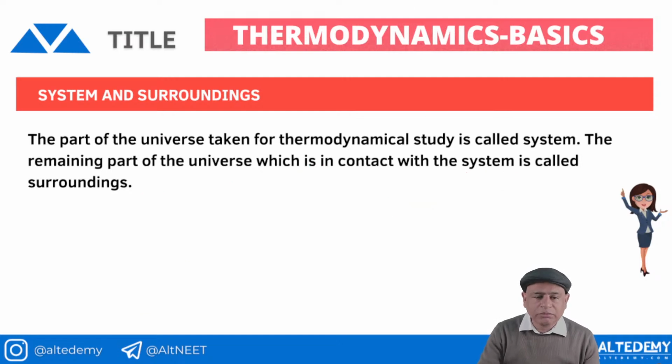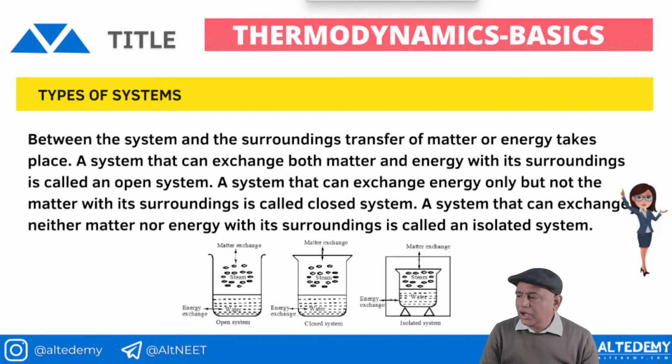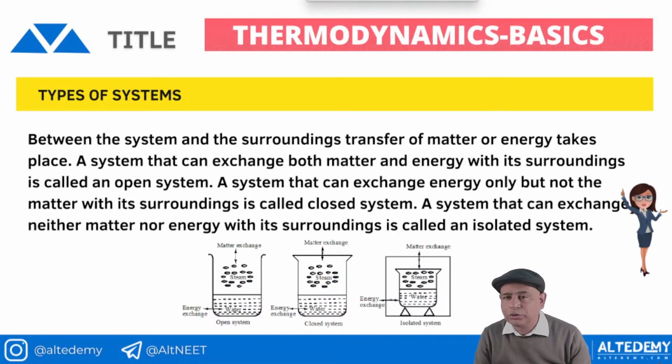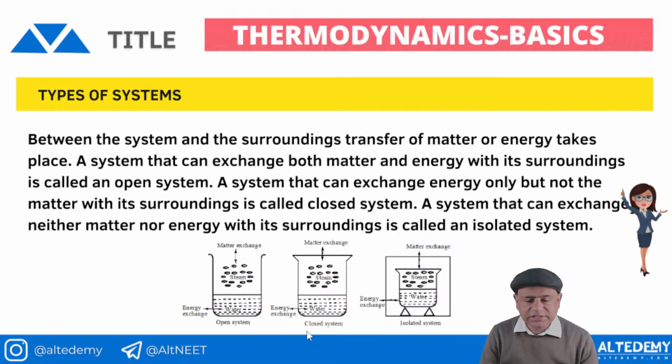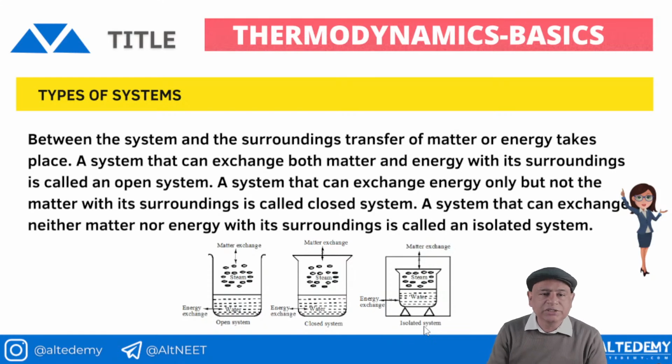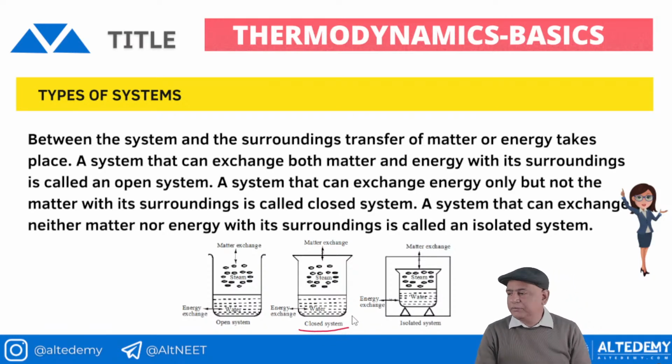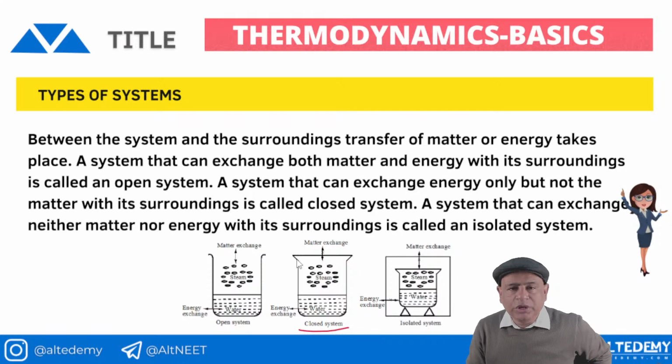So coming to that part, how many types of system will we come across? These three types of system that we have mentioned: one is an open system, another is a closed system, and the third is an isolated system. What is the difference between these three kinds of system? Mostly we will be talking about the closed system. The thermodynamics rules and other things have been framed keeping in view the closed system.